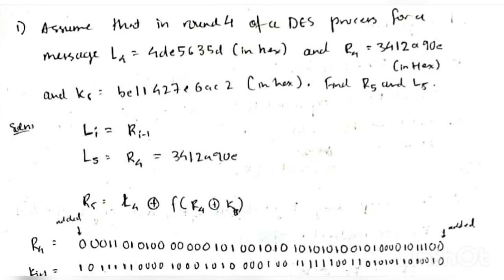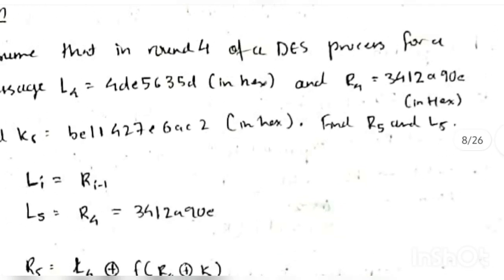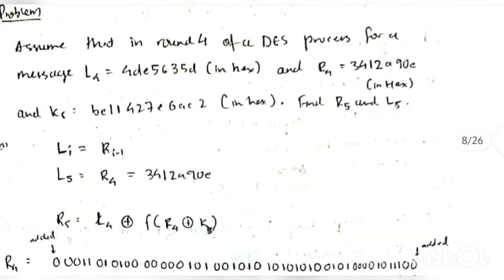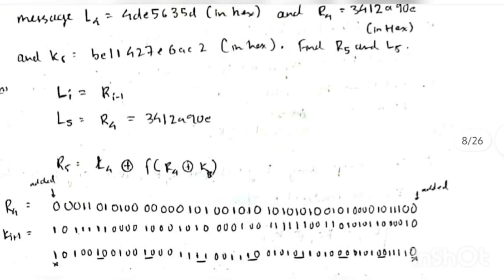Here are some changes you have to make. See, you can observe here. Here you can see 8 digits are there, right? But here it is more than 8, right? 4 4 4, it is 12 digits here. So you have to make some changes to make it equal. So how we are going to do that? Okay, so what is the R4 value? It is starting from 3 4 1 2 and A90E.